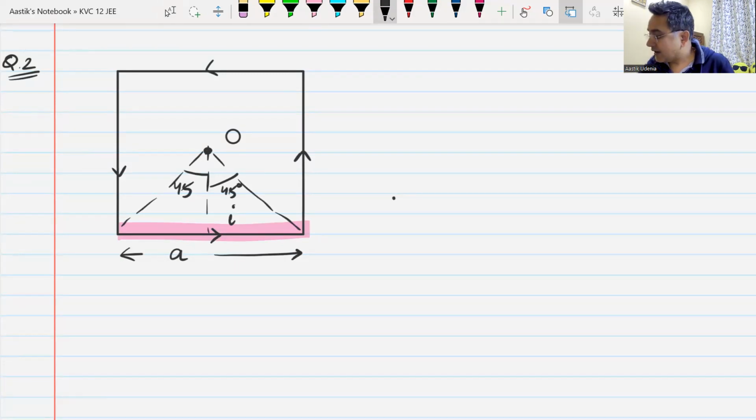Sir, I just have to find out the value of this perpendicular. I don't have to find it out because this is also a by 2. Yes or no? Because the total length is a. So what is the net magnetic field B net?